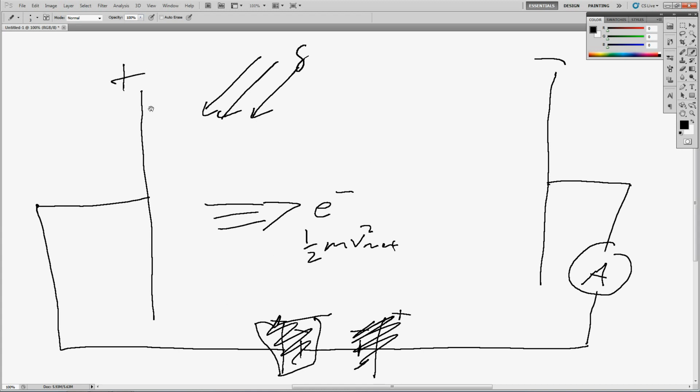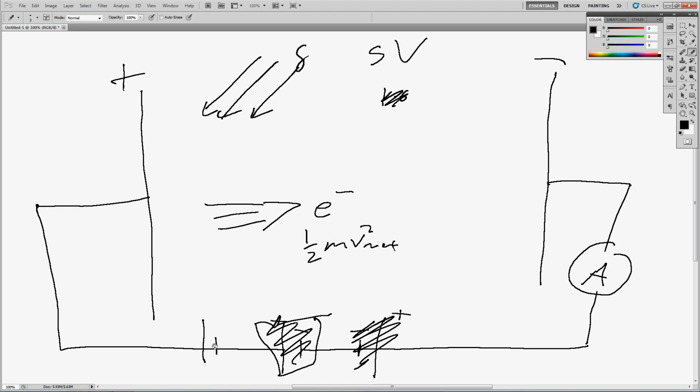But if we charge these plates such that this is positive and this is negative, then while the electron moves from this side over to this side, it's going to lose some energy. So if the voltage is V, then it's going to lose V electron volts. If it was 5 volts across here, then the electron's going to lose 5 electron volts as it passes across. And so what we can do is change the voltage across it.